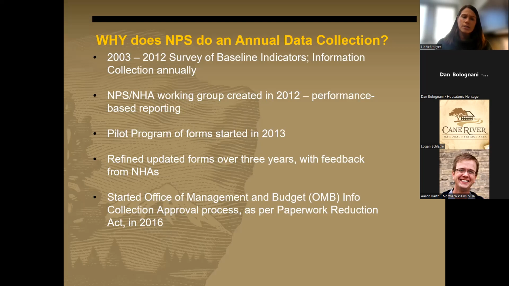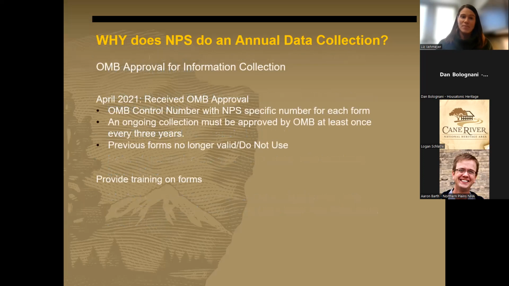And then in 2016, started this Office of Management and Budget info collection approval process. And that approval process took quite some time. We received approval in April of 2021. So if you recall, last year was the first year we were using these forms.